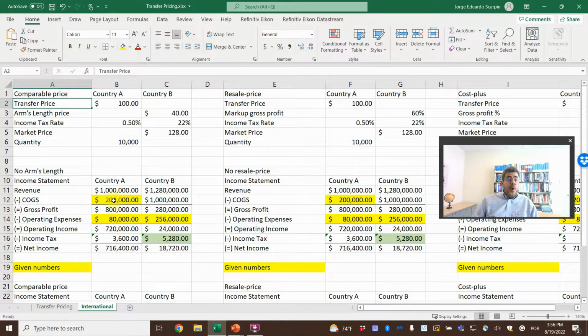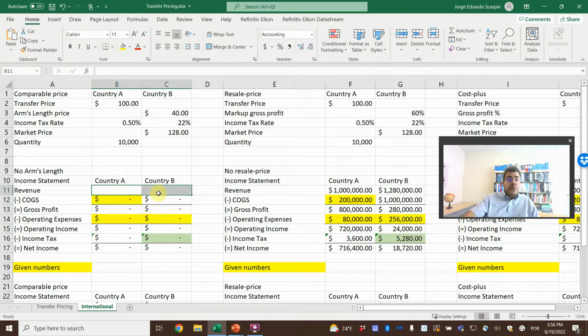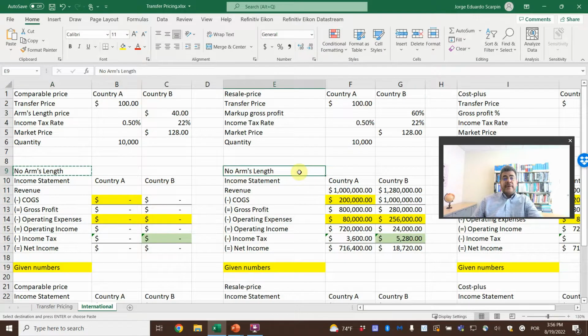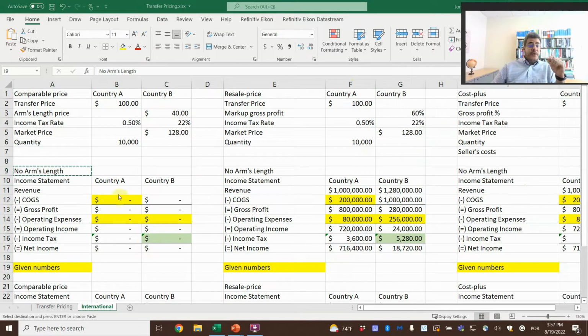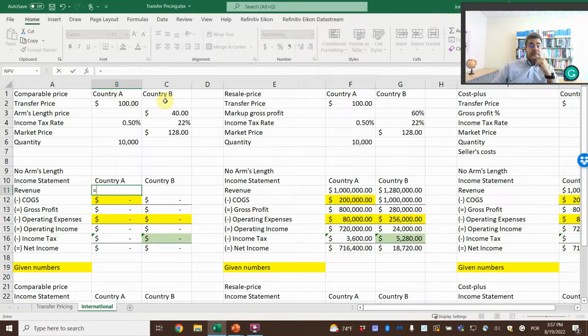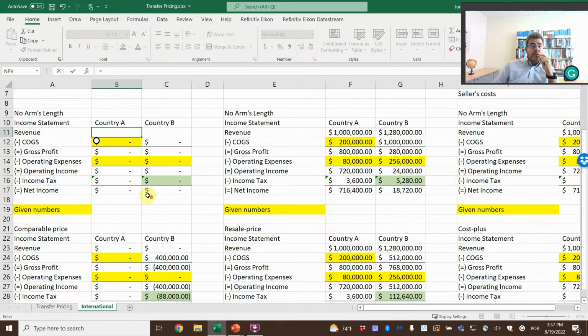So, what do we do here? Comparable price. Here, let's see that we have no arm's length for the three methods. We have no standards, no regulations, nothing. So, what do we have? Country A is selling the component to country B. So here, A revenue, or better, country B is selling it to country A. So what do we do here?